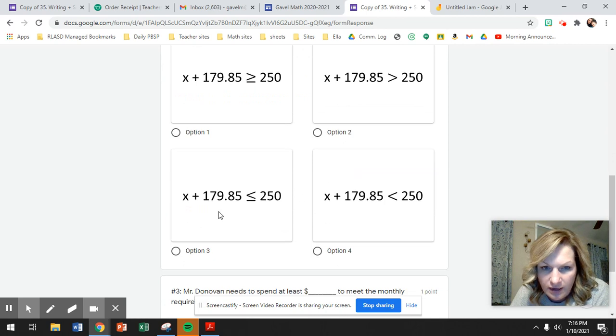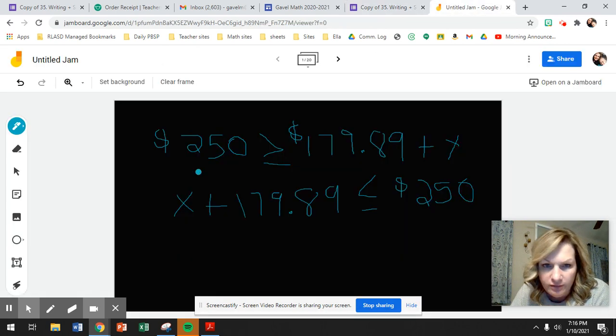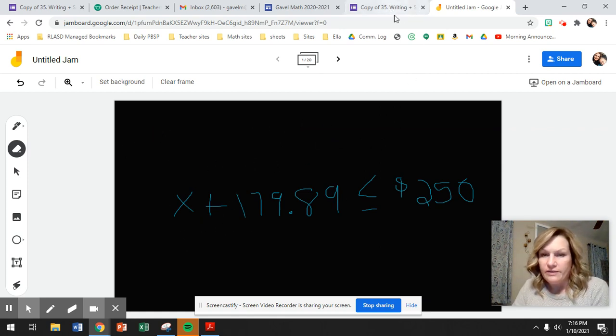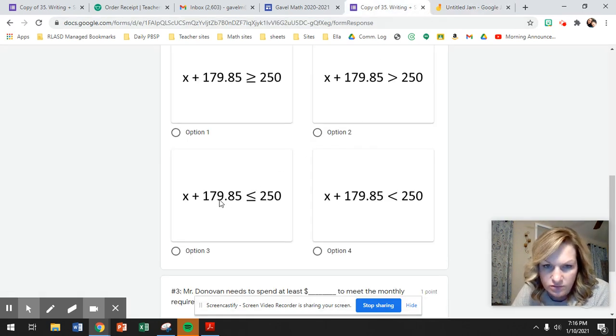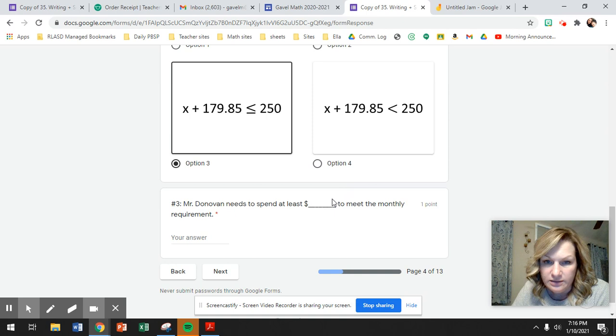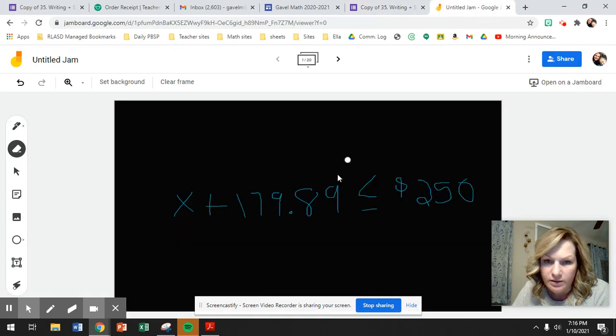Because over here it looks like they have X on both sides. So for that one, I'll erase my top one, because I have X on the left, which is fine. I just wrote it down as it was written. So X plus 179 is less than or equal to 250, so I want to go with this one. Mr. Donovan needs to spend at least blank to meet the monthly requirement. Well, what does this guy need to spend?